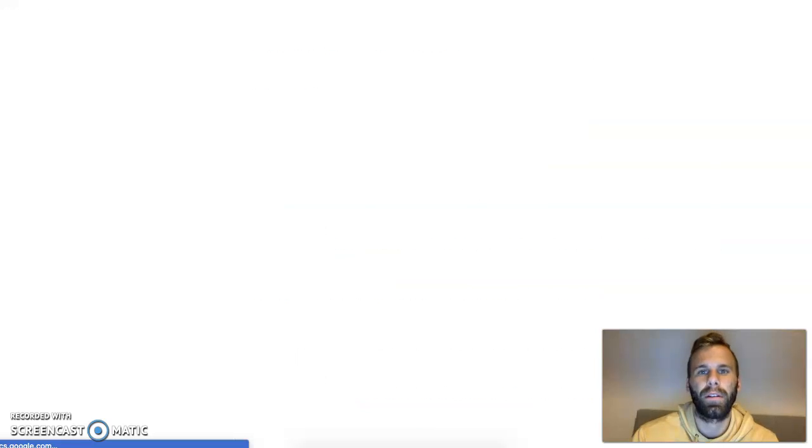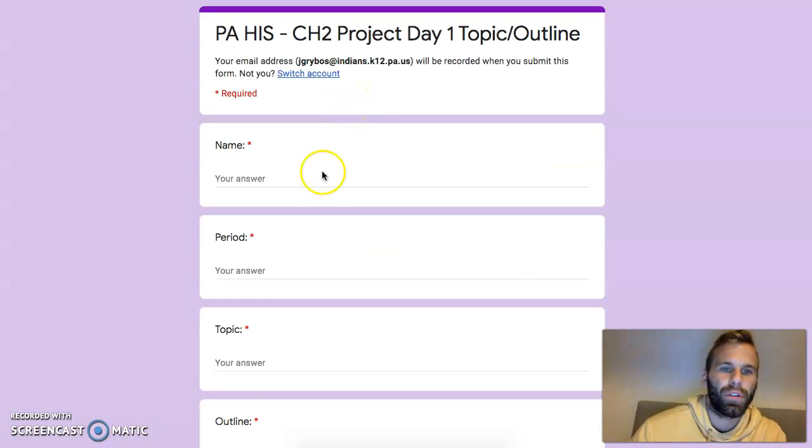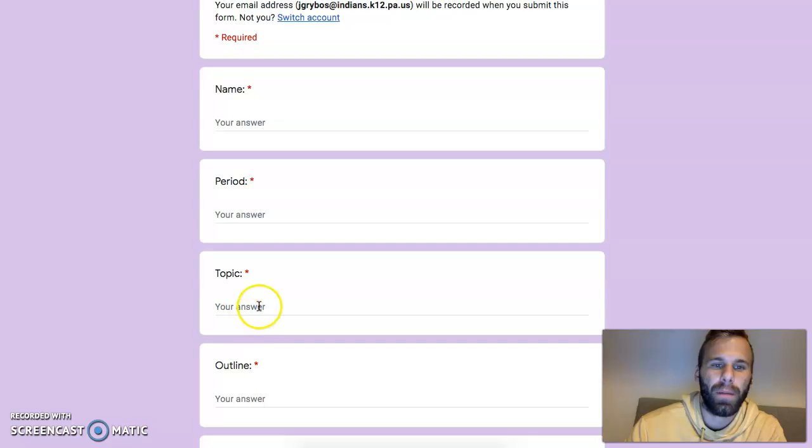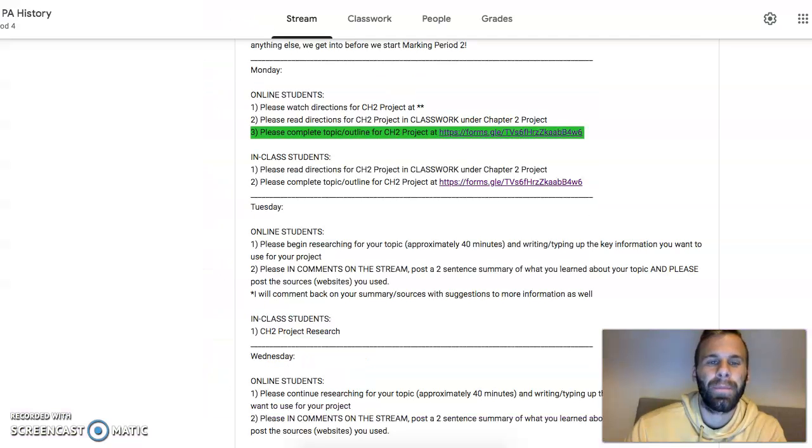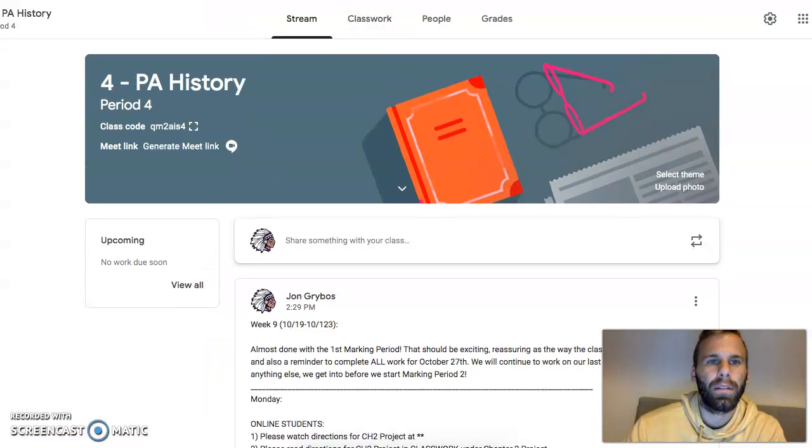Let's take a look at it quick on Google Forms. And that will just be your name, period, the topic that you picked based on our directions, which ones we have, then outline it. I'm going to give you an example of the outline then. So let's take a look at the directions.